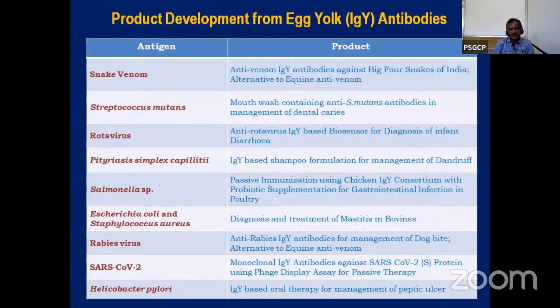Poultry is the source of infection. Once we are able to control this infection, we can control it in humans also. That's the concept. We can get clean meat and clean eggs for the export market. It will be useful. We also work on diagnosis and treatment of mastitis and rabies, passive therapy for rabies, and ongoing work on SARS-CoV-2 and Helicobacter pylori.